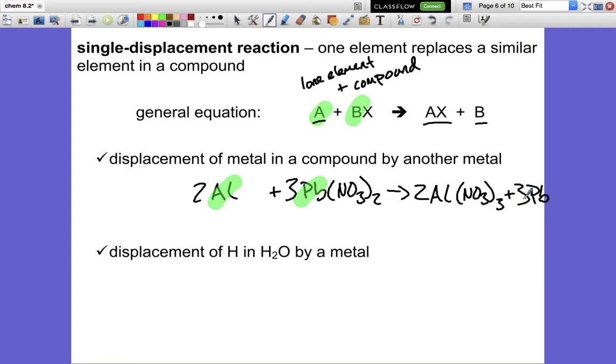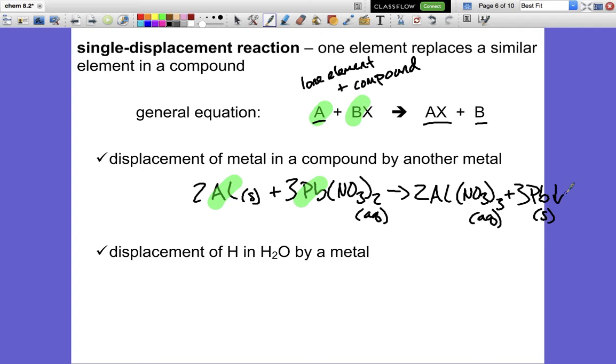The only other thing that might be included again would be the states. Sometimes the states are important, sometimes they're not. That aluminum would have been solid. This lead nitrate was aqueous, meaning it was dissolved in water. But then on the other side, I have an aqueous aluminum nitrate, and then that lead is going to come out as a solid. Now, that's a situation where I might use that down arrow instead of saying that it's a solid, because I'm going to see that precipitate.